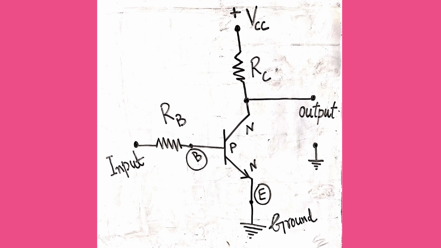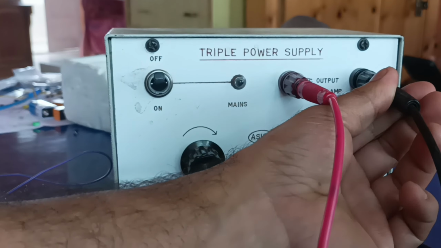Here is the circuit diagram for the transistor as a switch. Let's check what we require for it. A multimeter for transistor testing and voltage measurement. A DC power supply, 5 volt 1 ampere. Red color probe we are using for positive terminal, black for negative terminal.